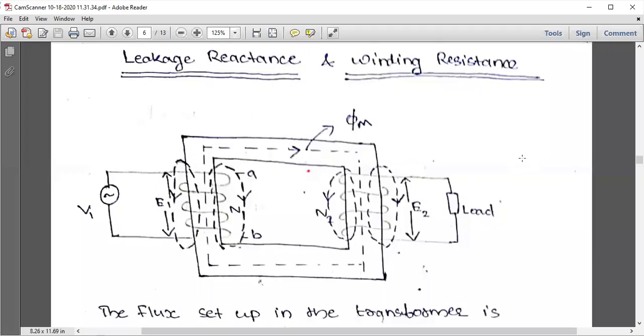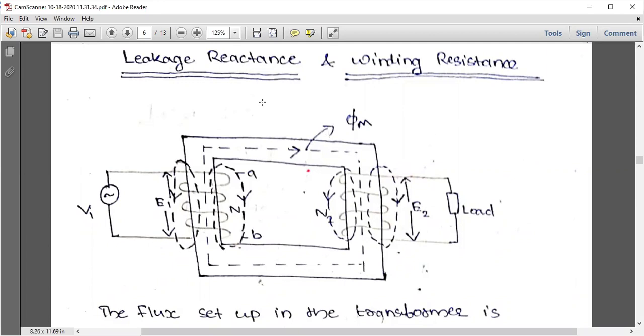Morning, students. So, the topic for discussion today is a practical transformer. So far, we have seen about the in and out of an ideal transformer, what the phasor diagram is, what the equation is, and such things. So now we are moving on to a practical transformer.